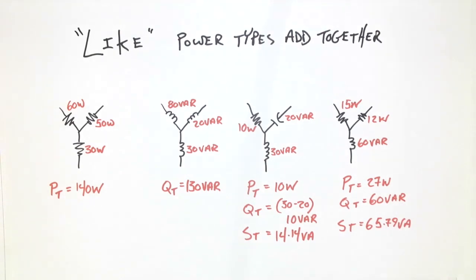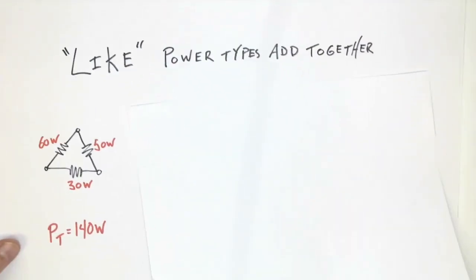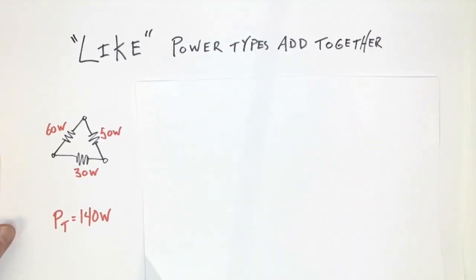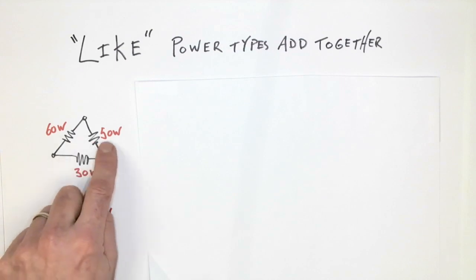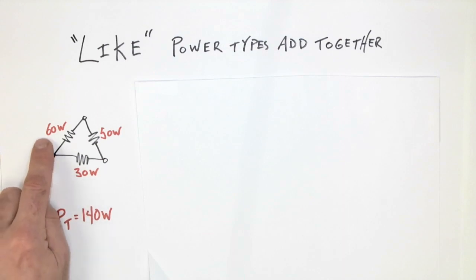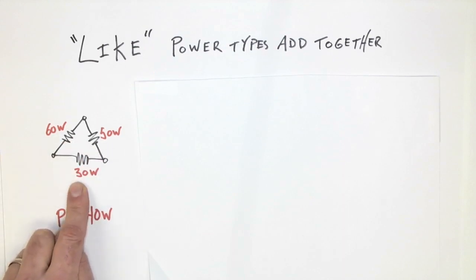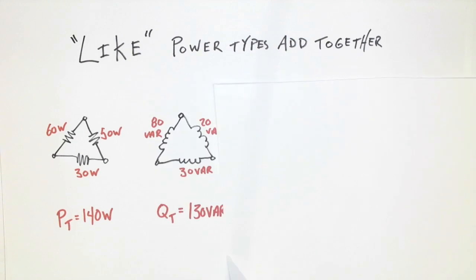What about a delta system? Well, you'll be happy to know that the logic doesn't change at all. Now, we are not going to be focusing on delta systems that are unbalanced, but it's still important to see the relationship. So here is exactly the same situation where we have a 60, 50, and 30-watt resistor connected in delta to a voltage that is appropriate for those ratings, and we get 140 watts.